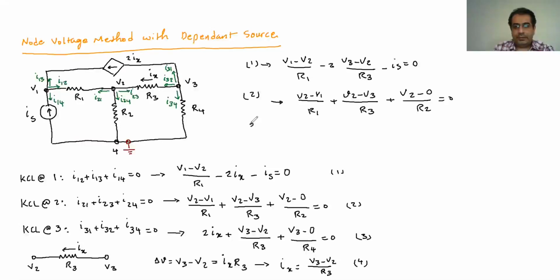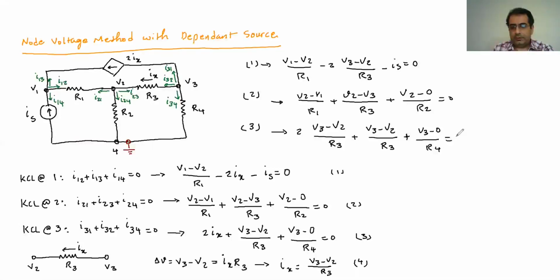And then the third equation is going to give us 2Ix again. It's going to be 2 times V3 minus V2 divided by R3, plus V3 minus V2 divided by R3, plus V3 minus 0 divided by R4, which is going to be 0.